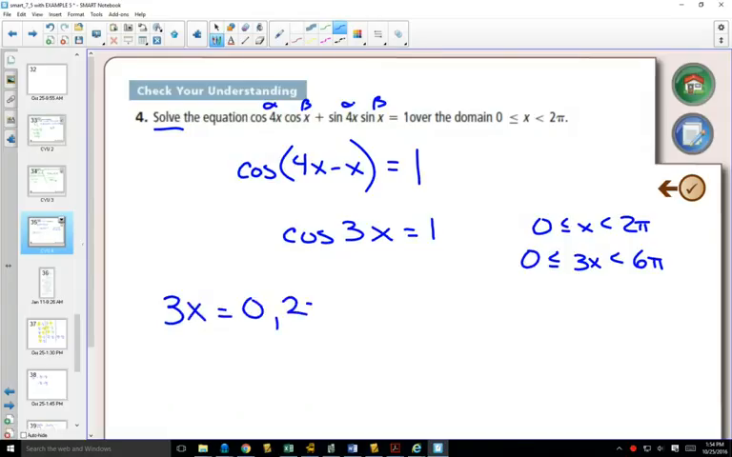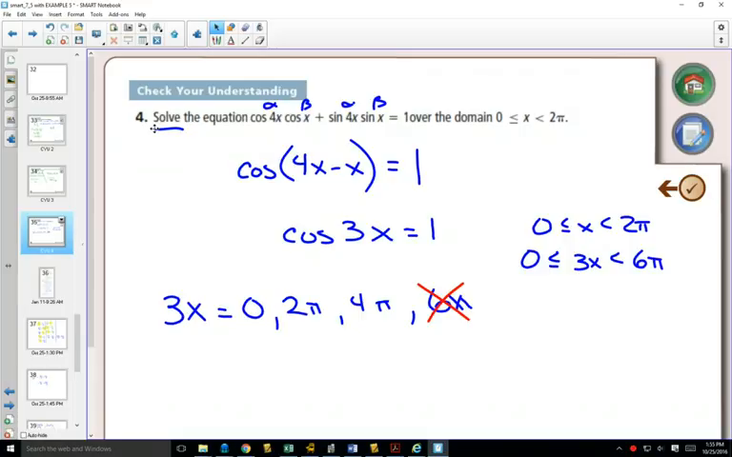0 and 2 pi, but that's only once around. Second time around would be 4 pi. Third time around, 6 pi, but notice there's no equal sign with 6 pi. You might be tempted to write 6 pi, but we have to cancel that out because the 6 pi isn't included. So it's just 0, 2 pi, and 4 pi.